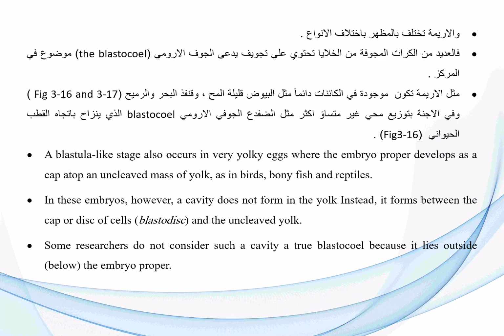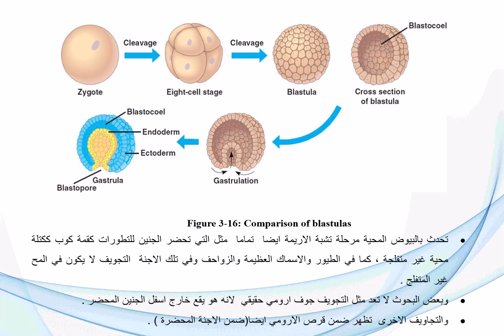Okay, so what about those really yolky eggs? The birds, the reptiles, where cleavage is incomplete. Just that cap of cells on top. How do they form a blastula? Right, they form a blastula-like stage. The dividing cap of cells is called the blastodisc. The cavity doesn't form within the blastodisc itself, nor within the yolk. Instead, a space opens up between the blastodisc and the underlying uncleaved yolk mass.